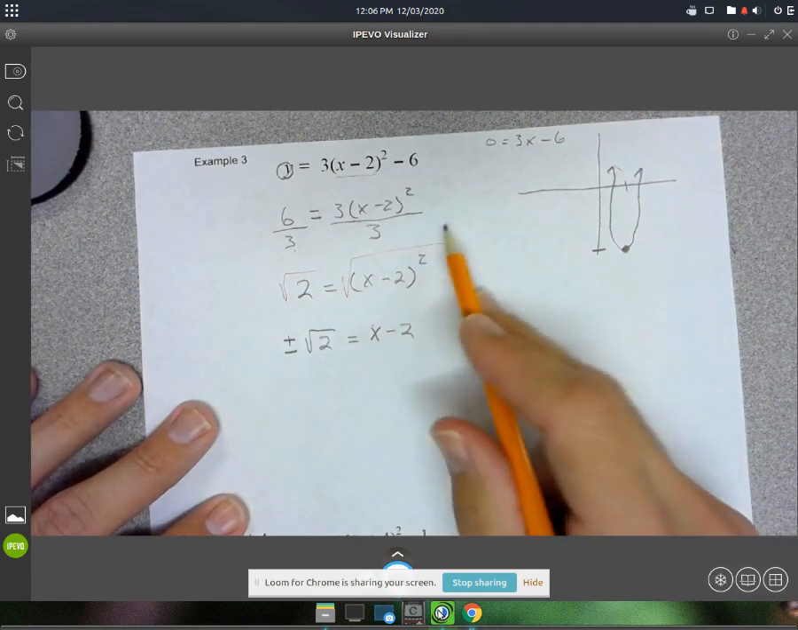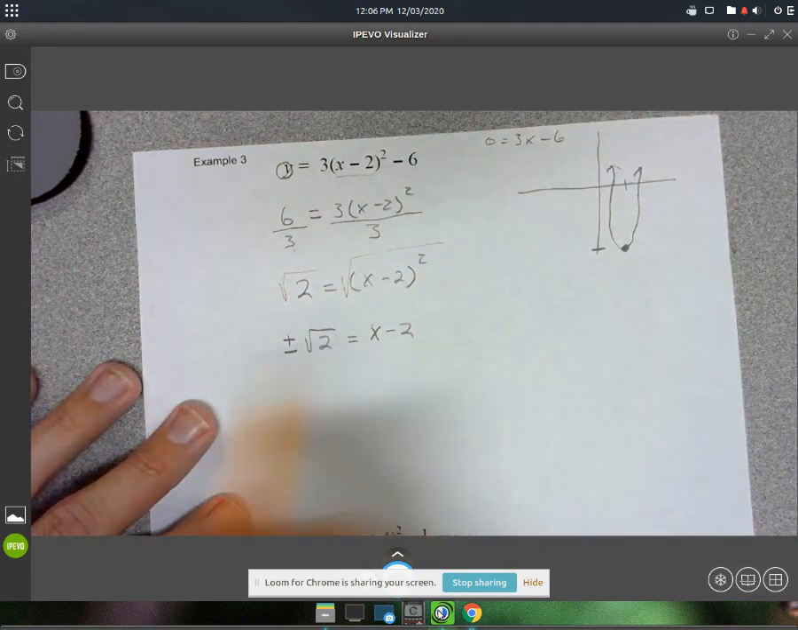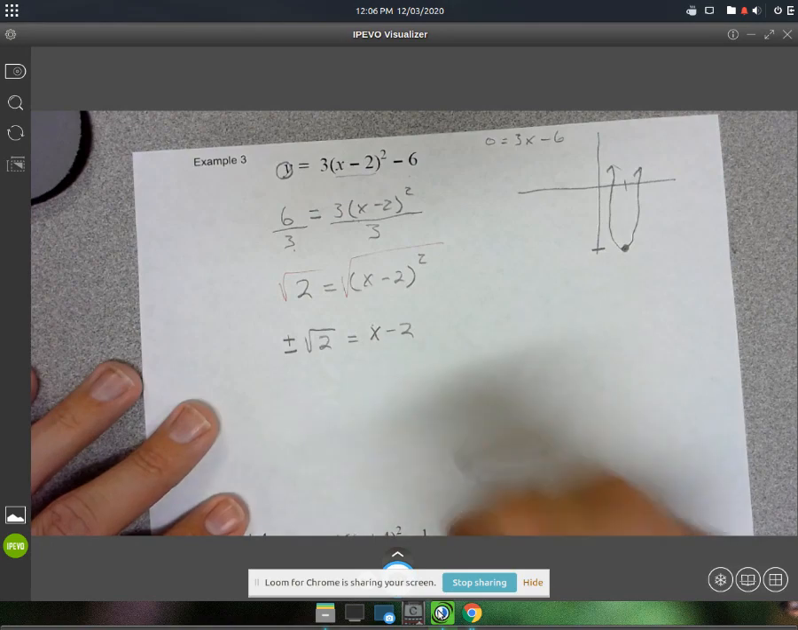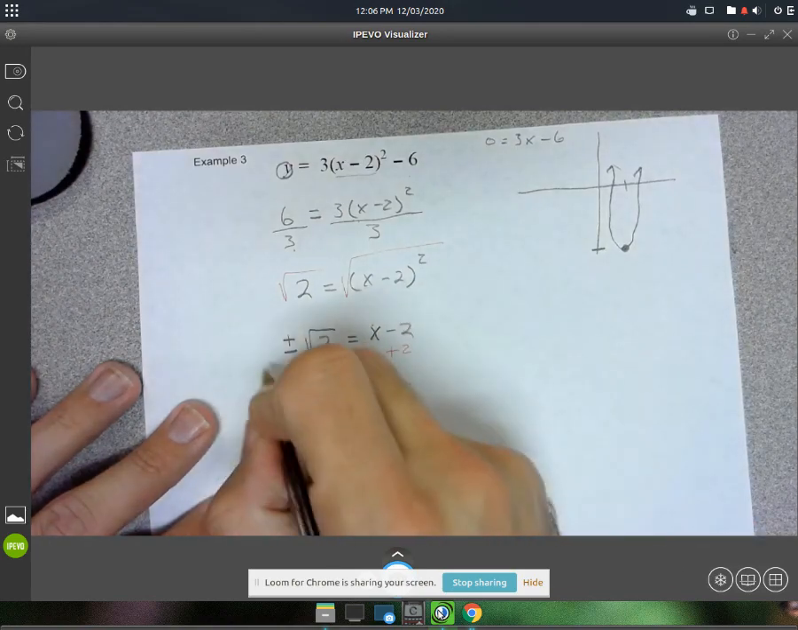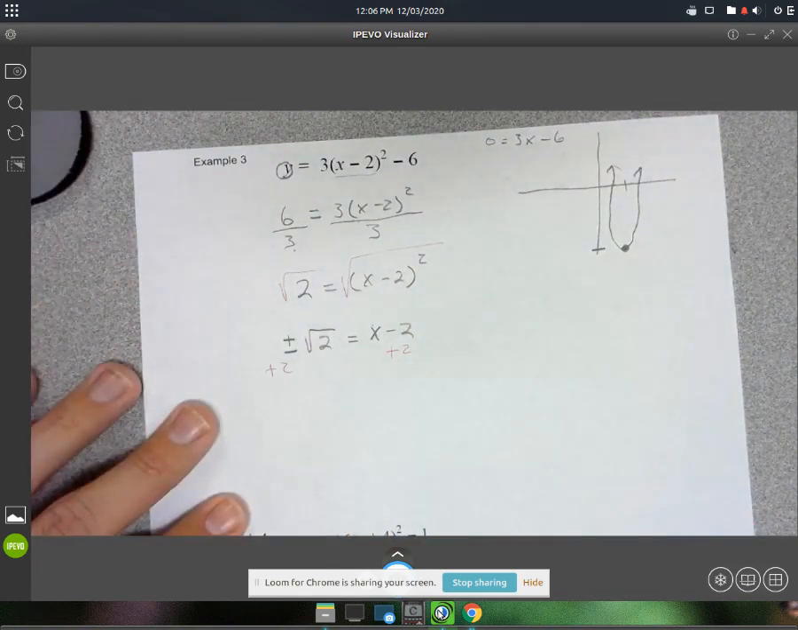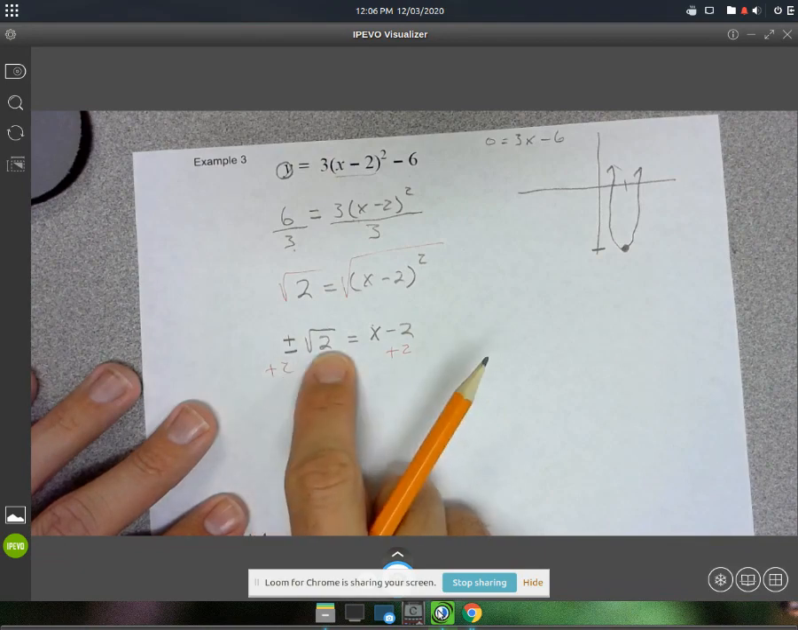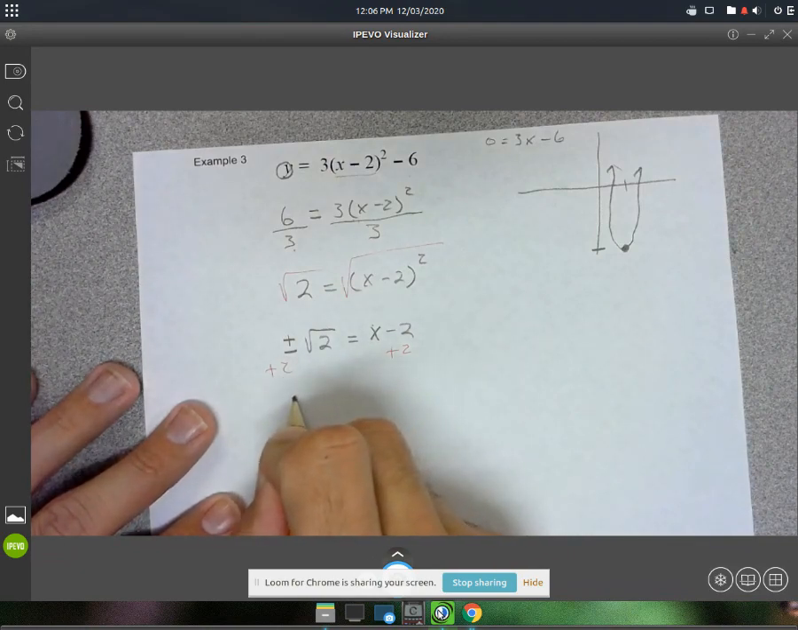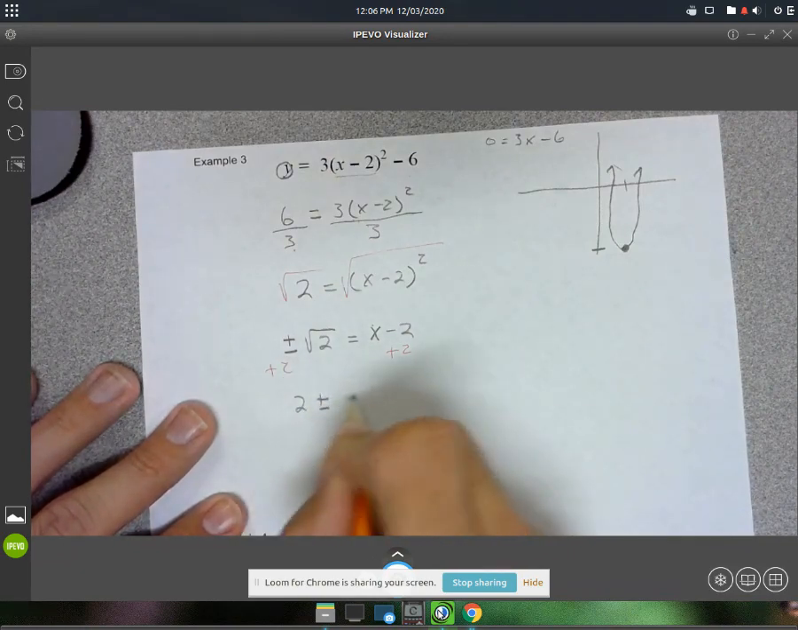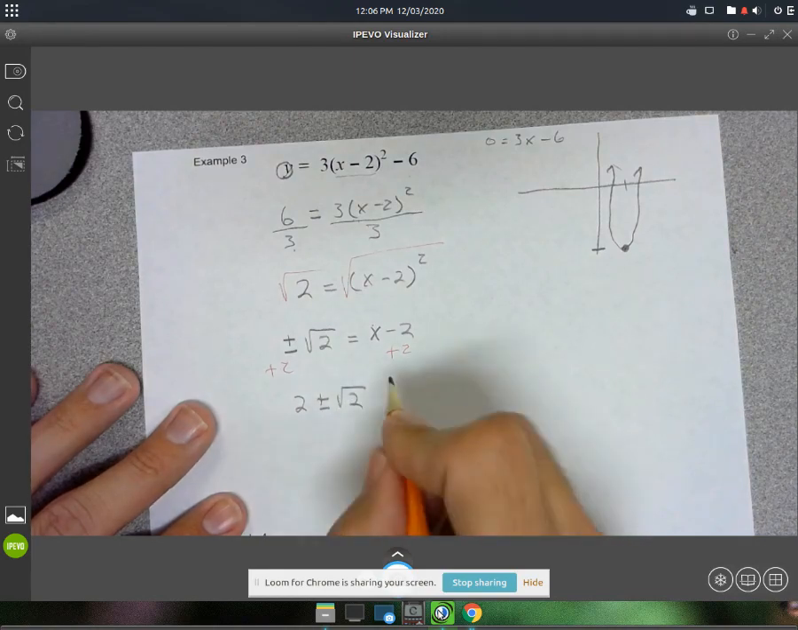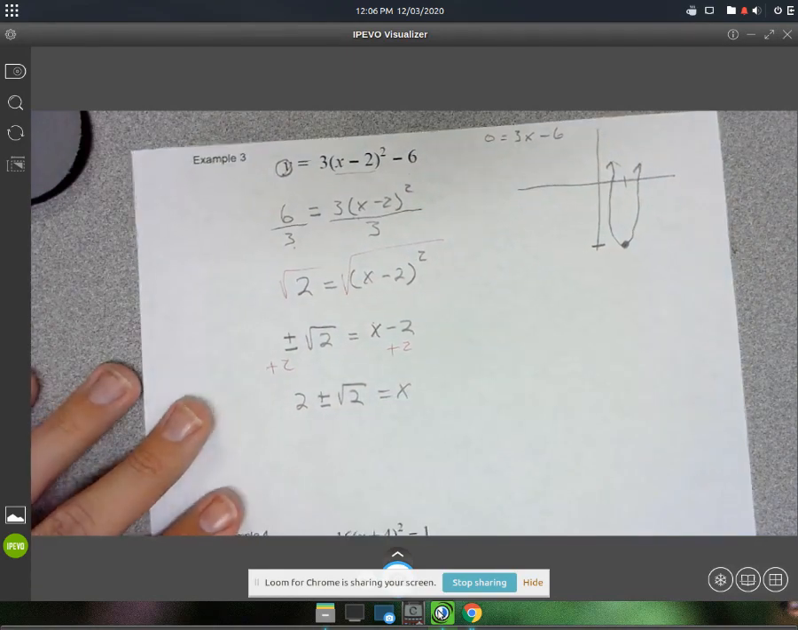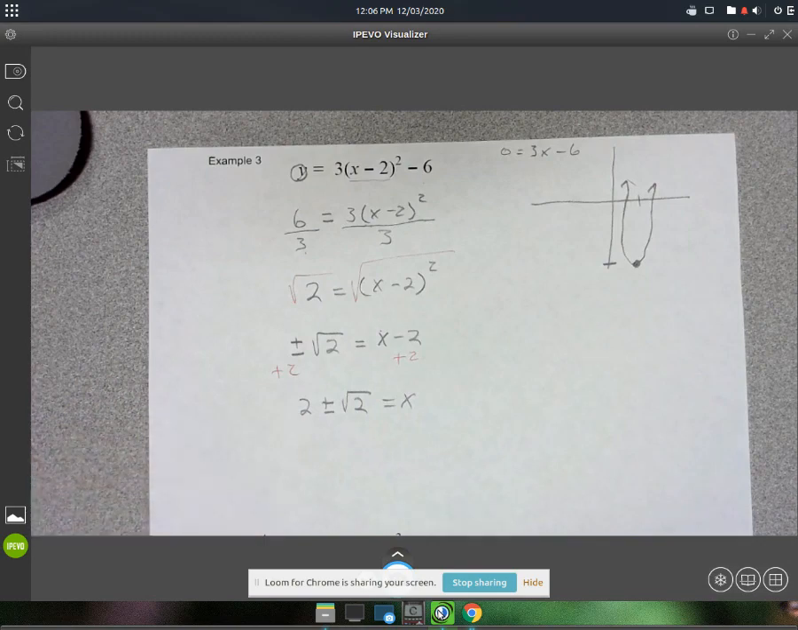because the square and the square root cancels. And then we're going to plus 2 on both sides now. So plus 2, and you can't add a 2 to a square root. So this is just going to be a 2 plus or minus root 2 is equal to x. All right, so these are the exact answers.